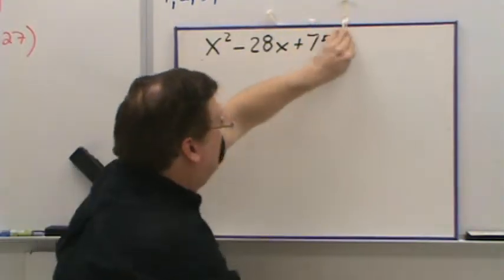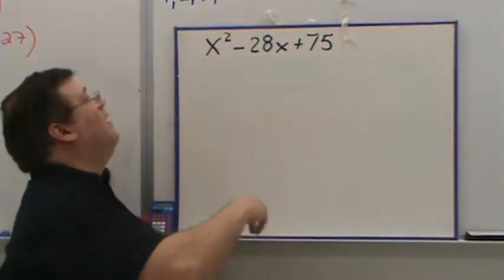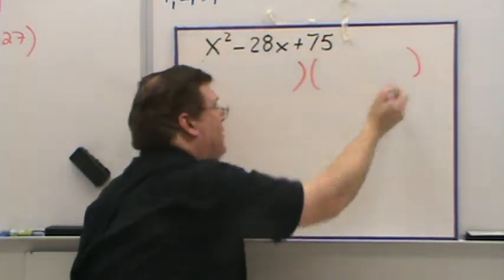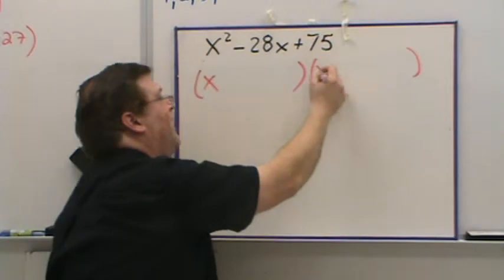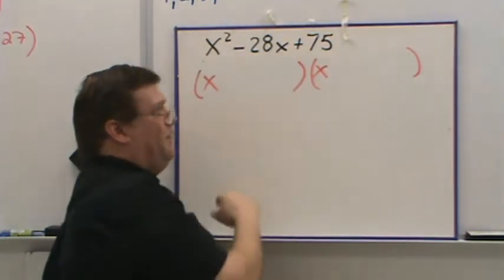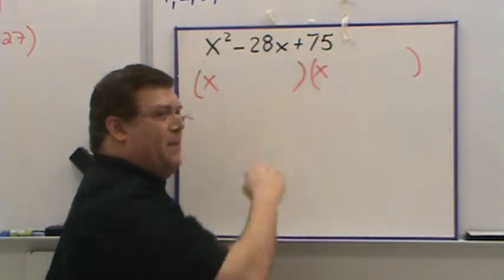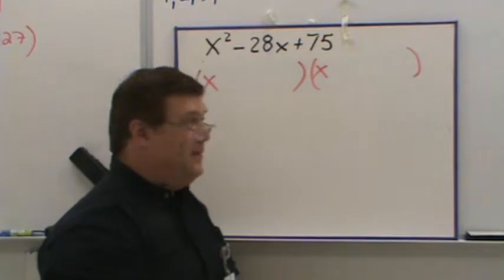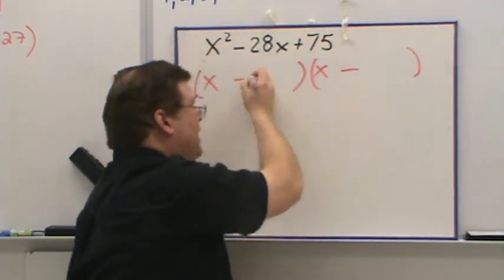Next one. This is why I put the tape here. Here we got some larger numbers, but the process is still the same. I'm going to have an x here, an x here. When I've got a positive here and a negative here, the only way I can have two numbers that multiply to give me a positive but add to give me a negative is if they are both negative numbers.